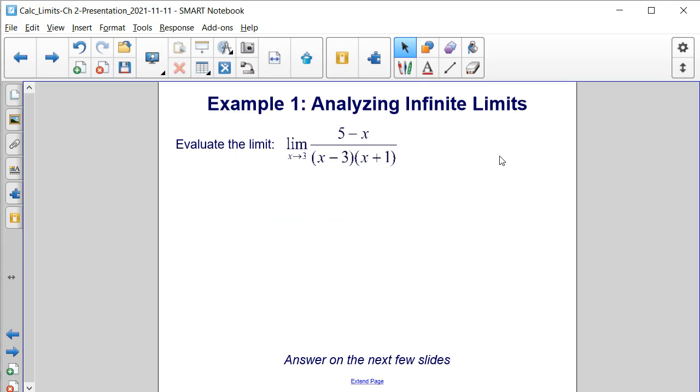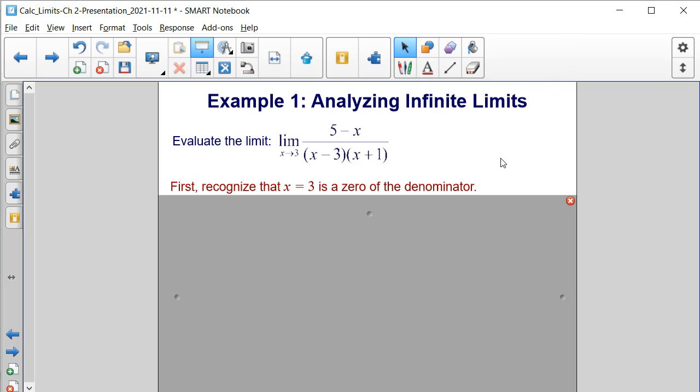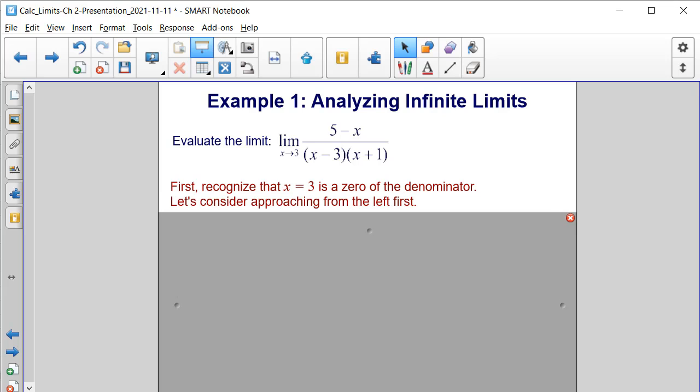Let's try an example. Evaluate the limit of 5 minus x over the product of x minus 3 and x plus 1 as x approaches 3. First, let's recognize that if we actually substitute 3 into the function, we get a 0 in the denominator, mainly because 3 minus 3 would equal 0, and 0 times anything is 0. So we would have a 0 in the denominator. So let's consider approaching 3 from the left first.